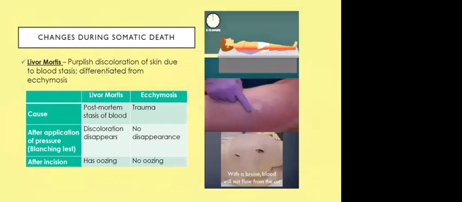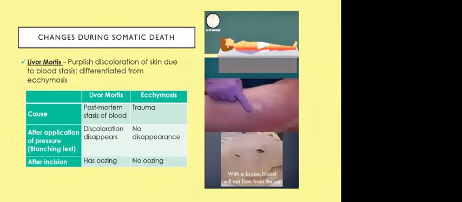The next one, we have the livor mortis. So this one, there is a discoloration. The color is purplish, and this is due to the stoppage of blood circulation. So this discoloration, class, if you're going to touch that specific area, if you're going to put pressure, it will reappear again when the pressure is released. So just like in the picture that we have there.